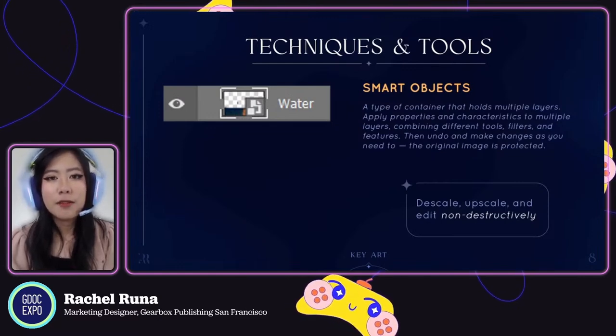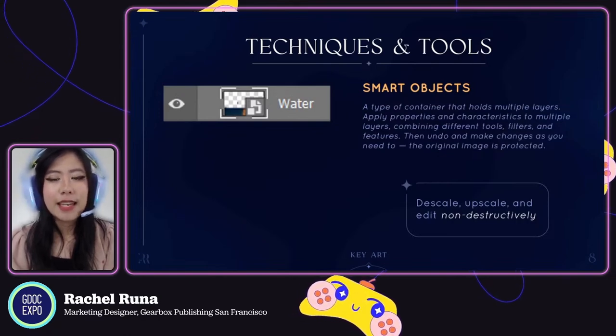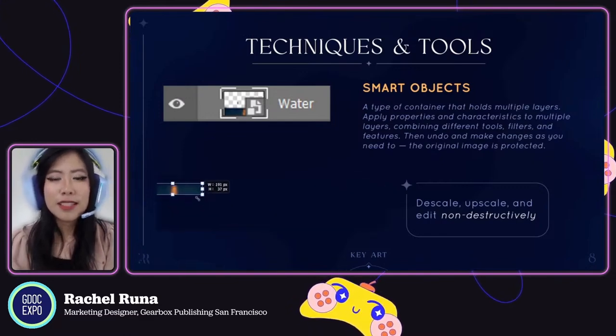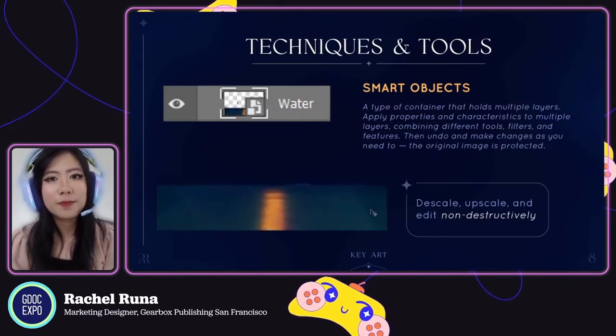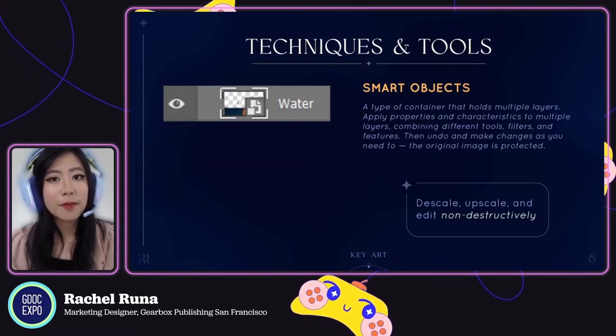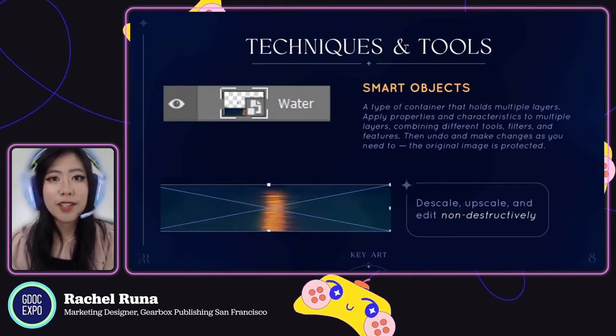When you have a regular raster layer and you do something like descaling it and then upscaling it, after doing that, you can see that there is a loss in quality. But if you turn the layer into a smart object and do the same thing, the original image is protected, and so there won't be that loss in quality.